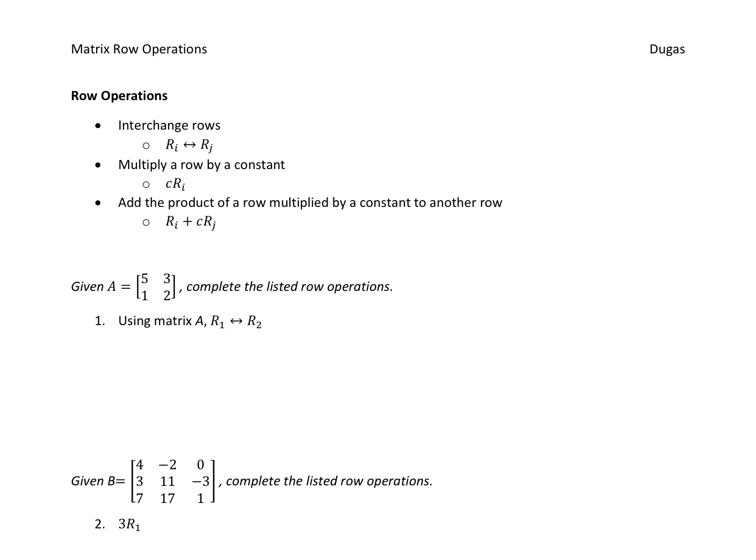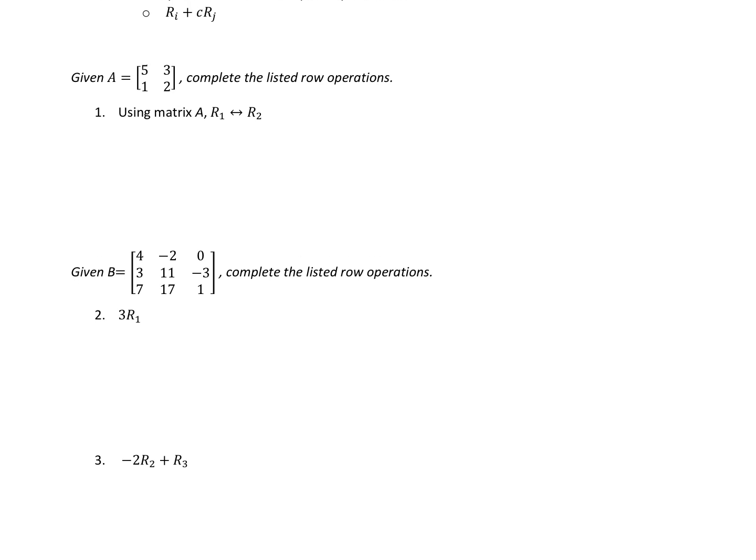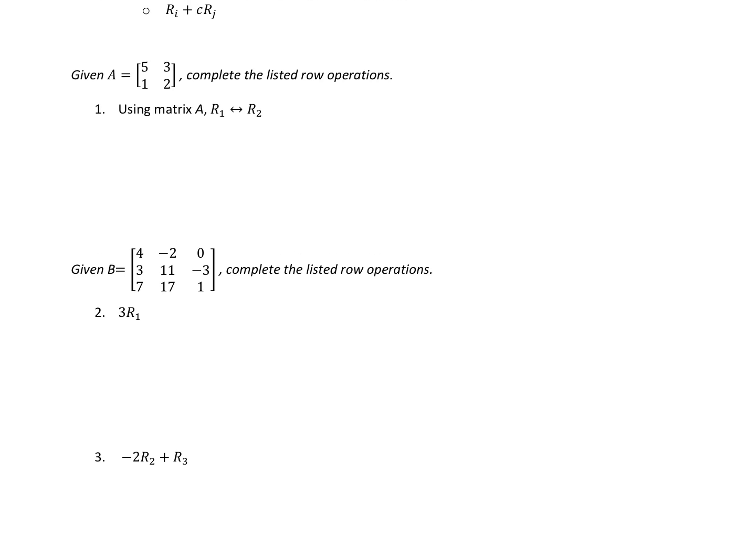Let's see these in action so we can get a better idea for what they are and what we can do. So given matrix A, complete the listed row operations. So for number 1, I simply want to interchange rows 1 and 2. So that's what that double-sided arrow means here. We want to interchange rows 1 and 2. So that means row 2 is now going to become row 1, and row 1 is now going to become row 2. And that's it. That's all we have to do in this one is just interchange the rows.